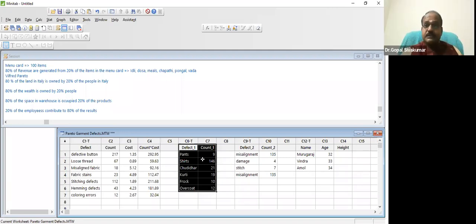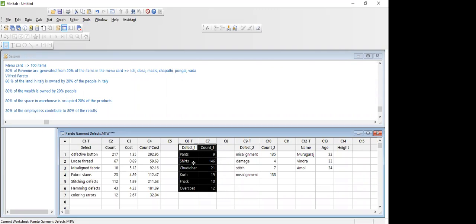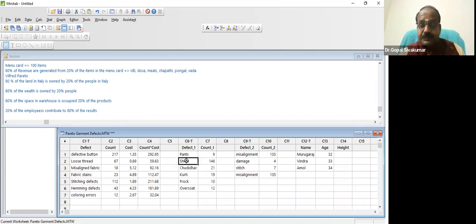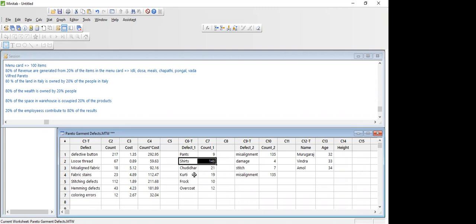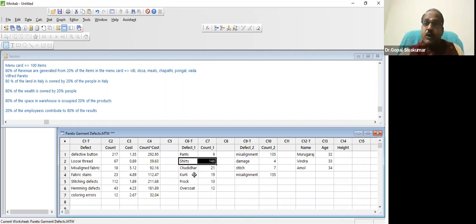The defects are listed for pants, shirt, chudidar, kurti, and frock. Now, what do we understand? Majority of the defective button cases are reported from the shirt section. Now my super focus is only in the shirt section, because I want to work less and at the same time produce more result. For that purpose, I am going to plot another graph.